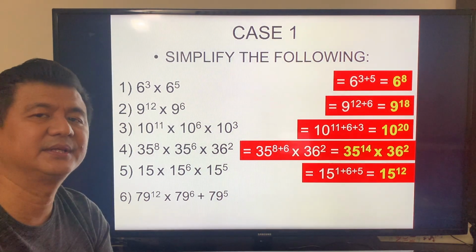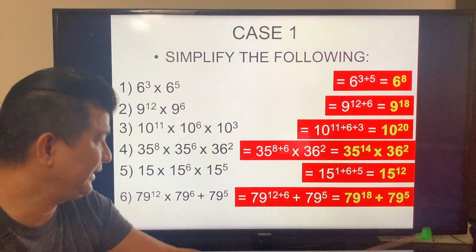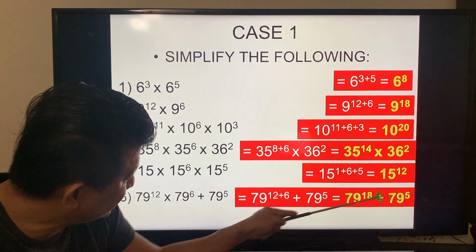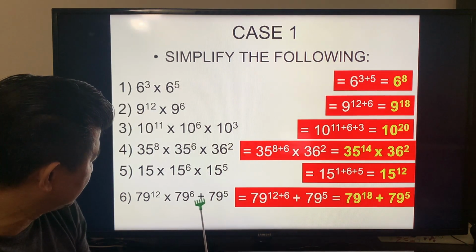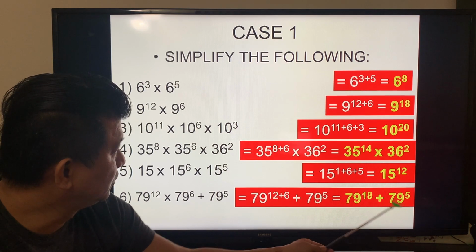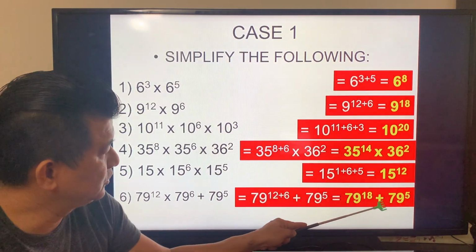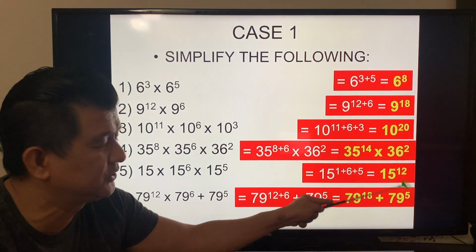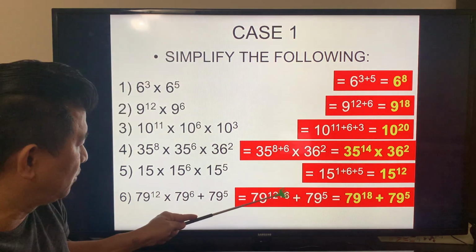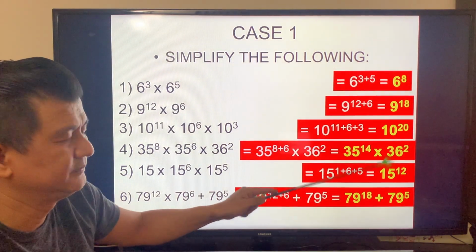Okay, next, try to think. Ready? And go. Whoa! Why didn't you combine that, Ram? The bases are the same. Look at the sign. It says plus. So the rule only works for multiplication and not for addition. So, do not include the plus 79 to the 5th power. Only this one with the same base can be simplified.